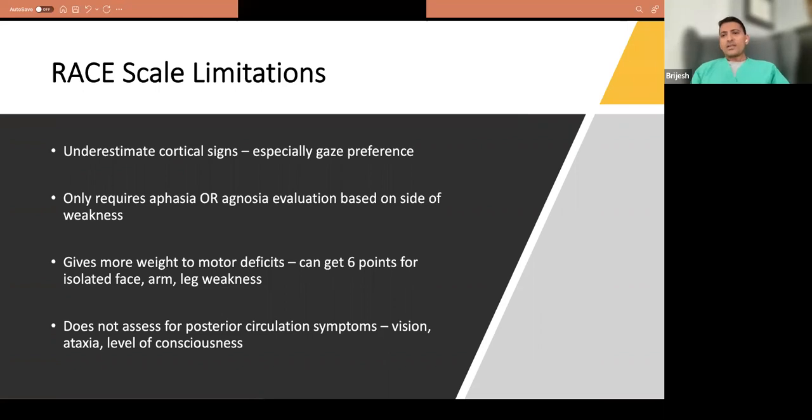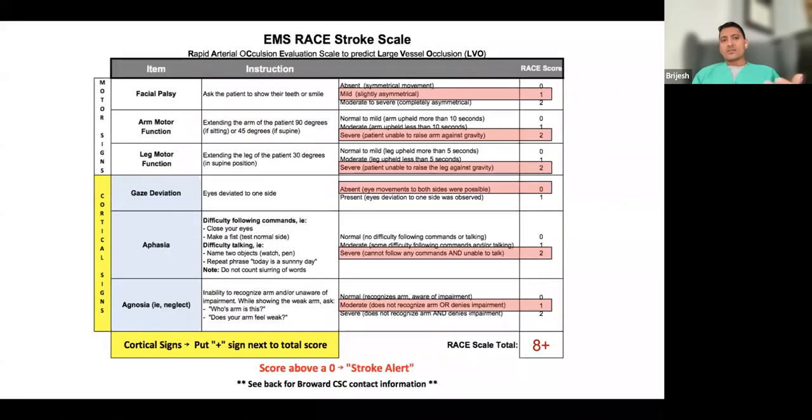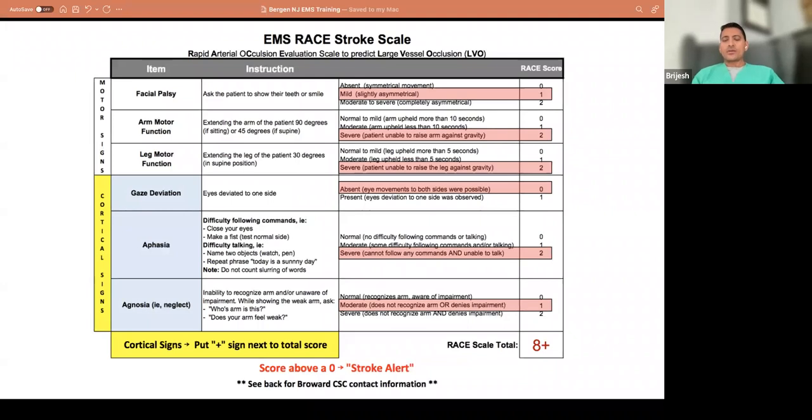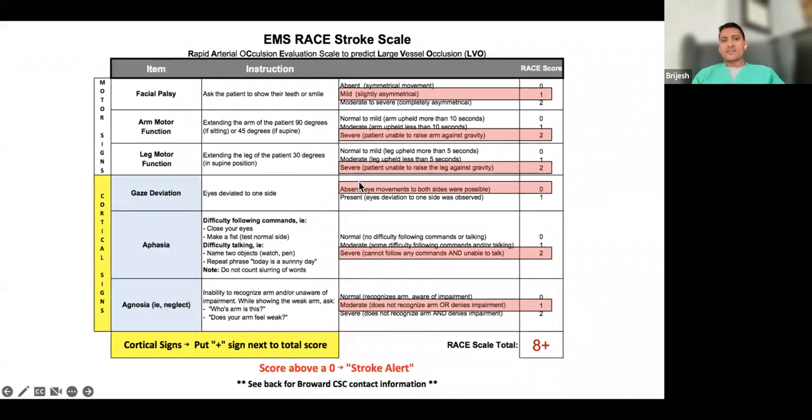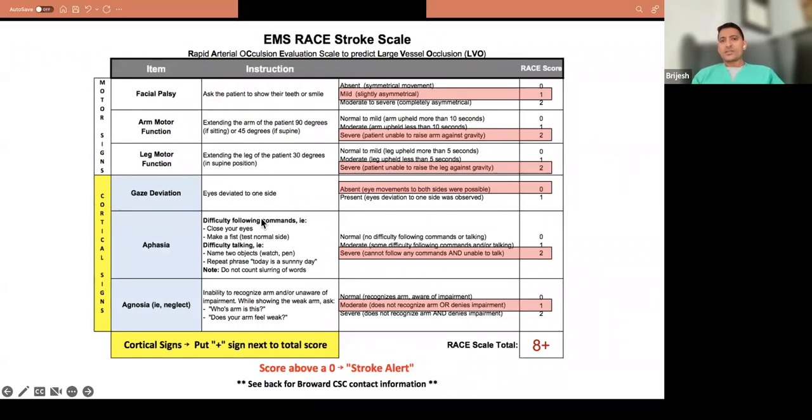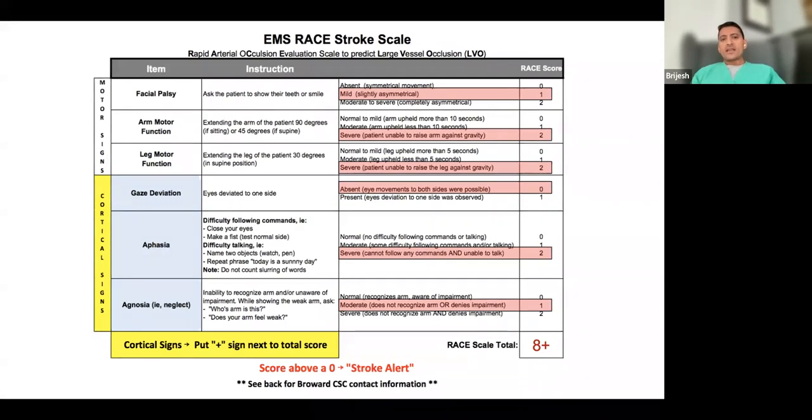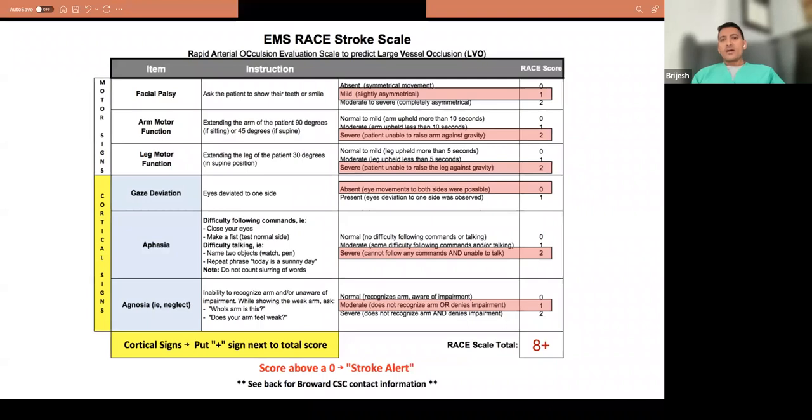Okay. So what are the limitations of the RACE assessment? And then we'll wrap up in the next 10, 15 minutes. So it underestimates the cortical signs. What I mean by that is, compared to other scales that are out there, such as FAST-ED, which is another common large vessel occlusion scale, the RACE scale only gives a point of 1 to gaze preference. FAST-ED gives it 2 points.